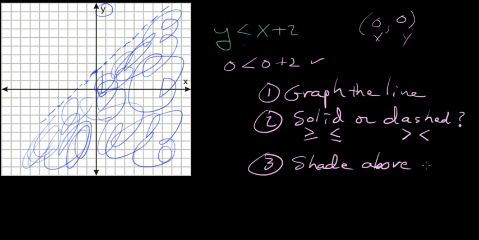Shade above or below, and you do that by testing a point. First, of course, you look at the sign, whether it's greater than or less than. And once you do that, you want to double check. You want to test a point. So that's how you do that. So let's try another one.